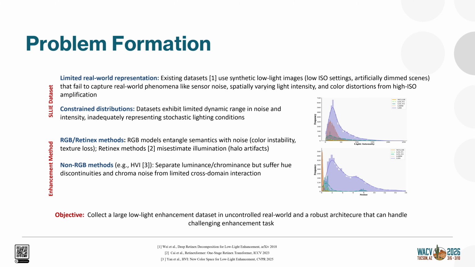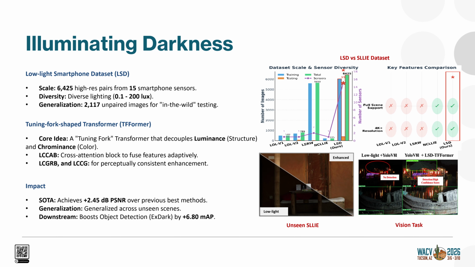Currently, architectures struggle. RGB methods tend to mix noise with details, while Retinex methods often create halo artifacts. Our objective is to solve both by collecting a large-scale real-world dataset and designing a model that effectively handles these specific challenges. Our work makes three major contributions.